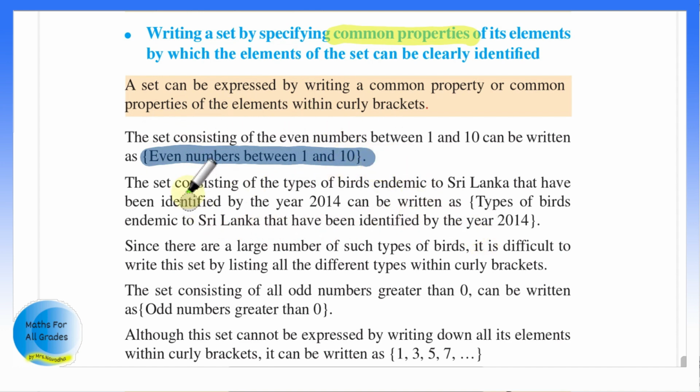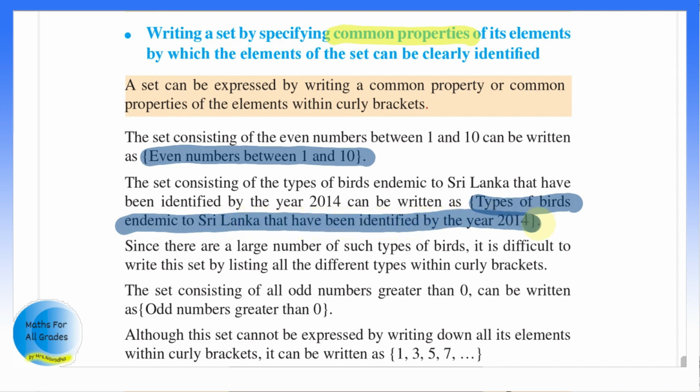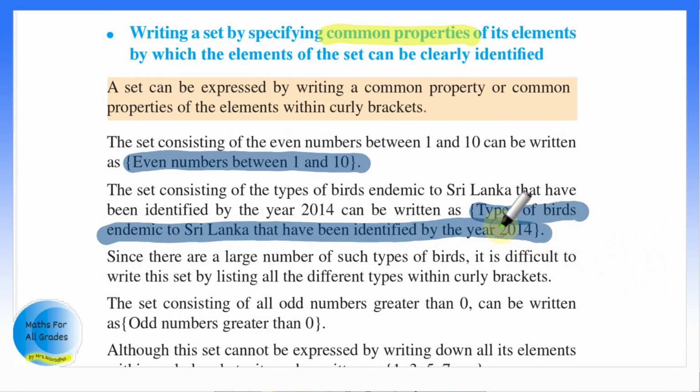And also, if you want to write down the set of the types of birds endemic to Sri Lanka that have been identified by the year 2014, you can write it as a set of types of birds endemic to Sri Lanka that have been identified by the year 2014. Here they have used the descriptive method to write the set. There are large numbers of such types of birds. It is difficult to list them all down. So this way is better to write this set.